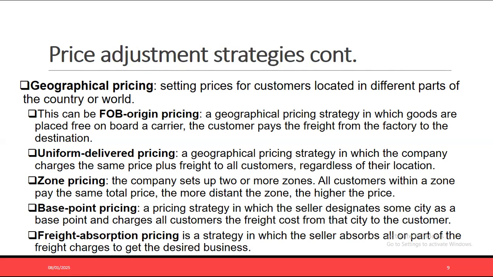So for example, a company has divided Ghana into 2, the southern zone and the northern zone. All those in the southern zone, it doesn't matter your region, you pay the same price. And all those in the northern zone, it doesn't matter where exactly you are, you pay the same price. So that is zone pricing.